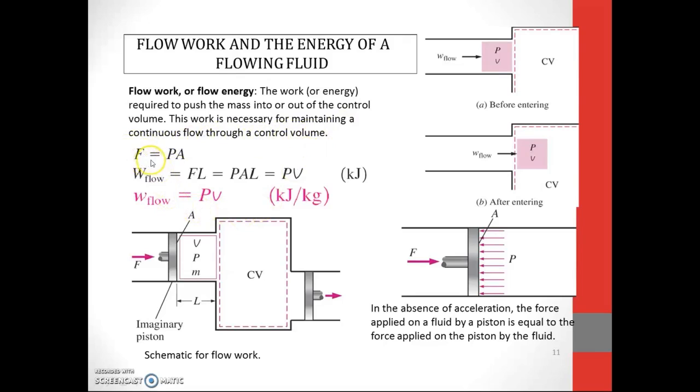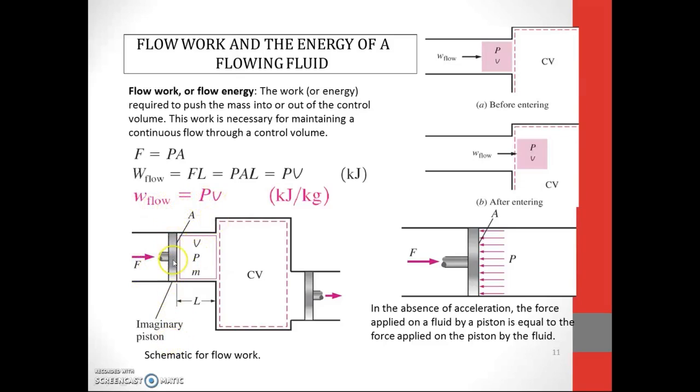So we know that force equals pressure multiplied by cross-section area. Therefore, flow work equals F times L, the force and the distance, which equals P A L, where L is the length or the distance. A L equals V, so flow work equals PV. This is actually similar to the boundary work that we applied before. Boundary work equals P dV, right? This time, flow work equals PV.